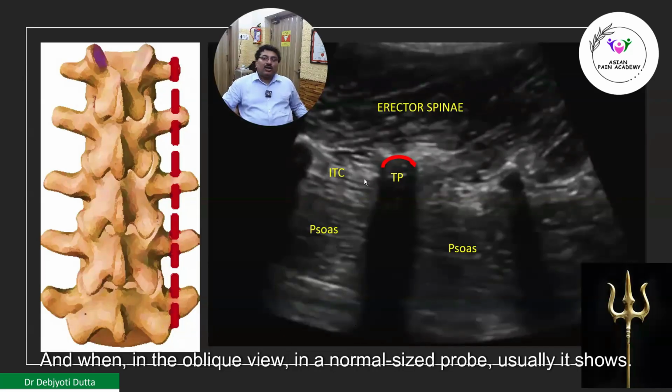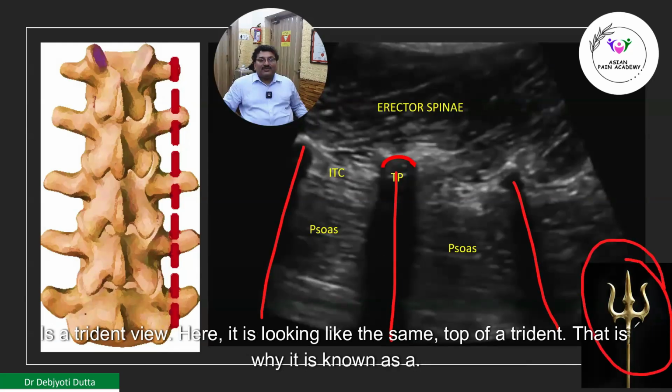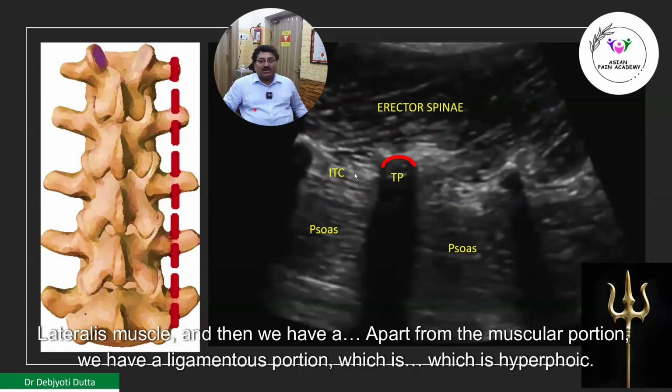And in the oblique view, with a normal size probe, it usually shows three transverse processes together in most cases. So it is known as the trident view because it looks like a trident. That is why the transverse process view is called the trident view. Here it looks like the top of a trident. And in this intertransverse complex, we have a muscular portion, that is the intertransverse muscle, and apart from the muscular portion, we have a ligamentous portion, which is hyperechoic.